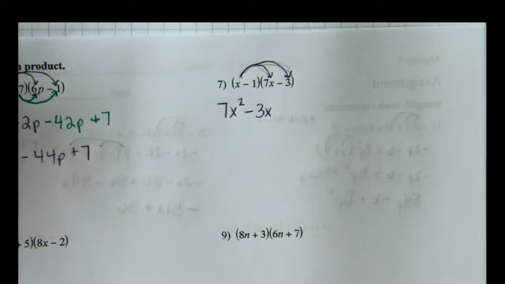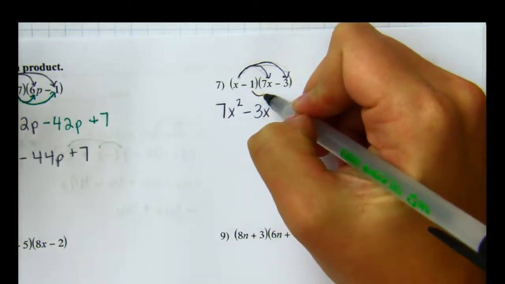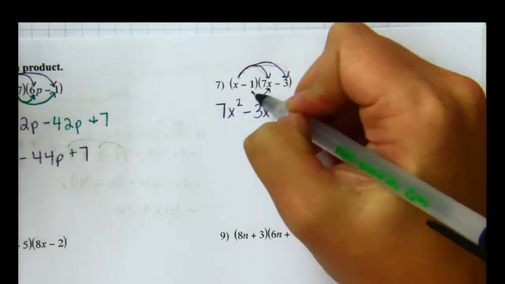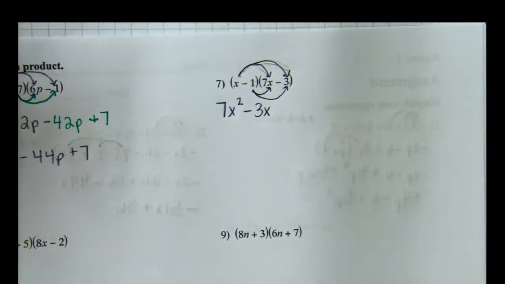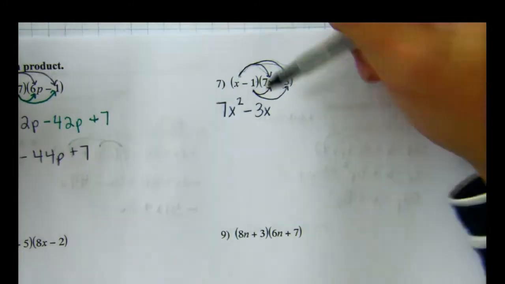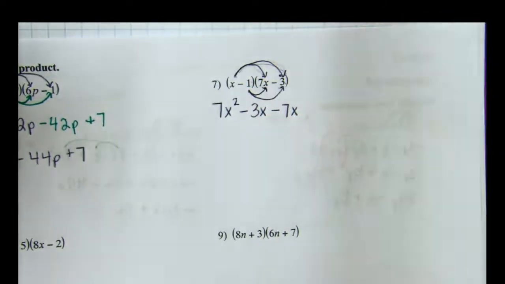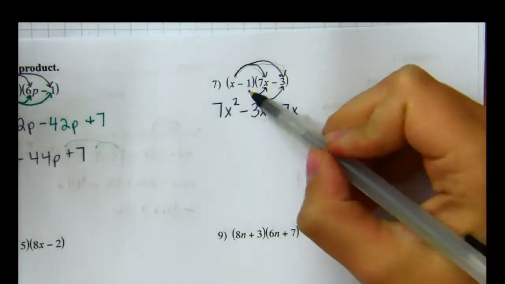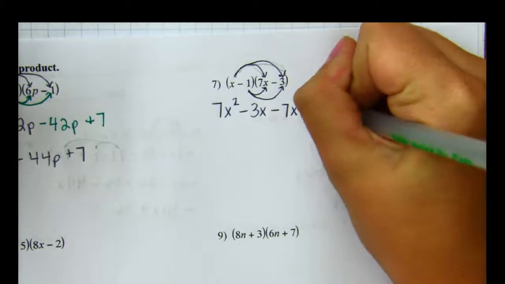Let's keep going. Now what do I need to do? Right, I'm going to multiply this negative 1 with my terms on the other set. So this negative 1 goes to 7x, negative 1 to a negative 3. Go ahead and multiply these two terms with negative 1. What are you going to end up with? Negative 1 times 7x will give me a negative 7x. And negative 1 times negative 3 will give me a positive 3.